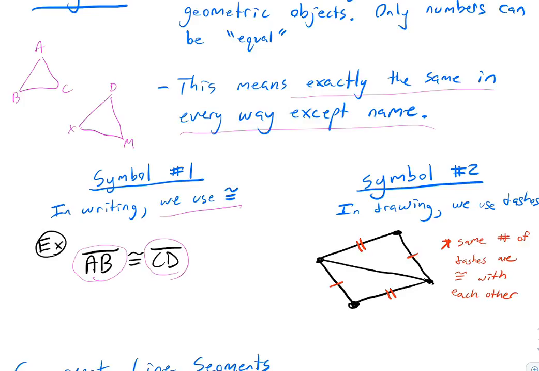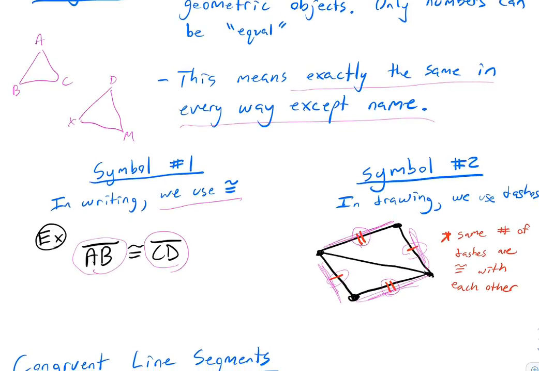Okay, and then over here in a picture, the symbol we use is the same number of dashes. So these two dashes and these two dashes mean this line segment here is exactly the same as this line segment. And then the single dash and the single dash means this line segment over here is separately congruent to this line segment. So they pair up when we have the same number of dashes on an image.